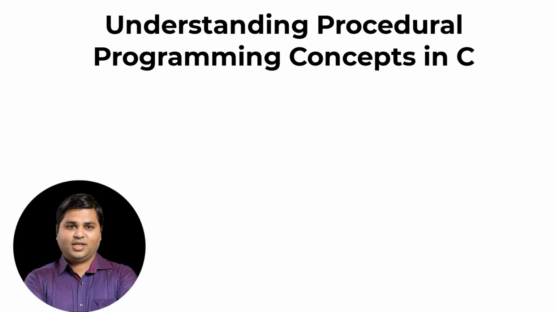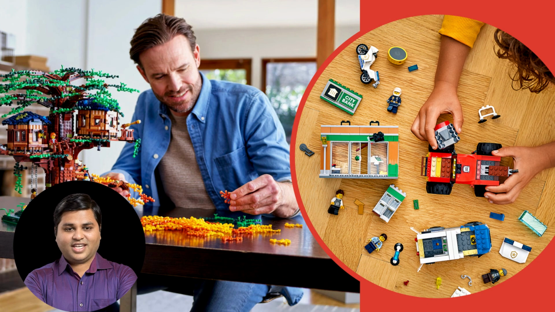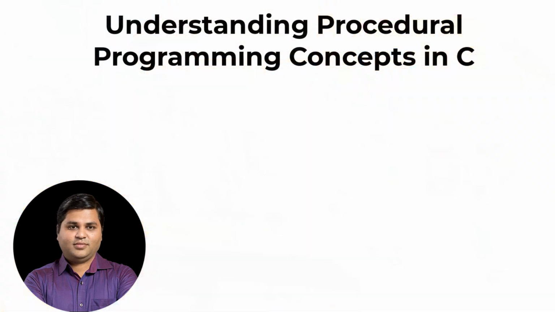Understanding procedural programming concepts in C. C is a type of programming language, and it belongs to a group of languages called procedural languages. This means that C programs are made up of small building blocks called procedures, which are like mini programs that perform specific tasks. Think of it like building a big Lego creation out of lots of small Lego pieces. Each piece does a specific job, and you put them all together to make something bigger and more complex. That's kind of like how procedures work in a C program.